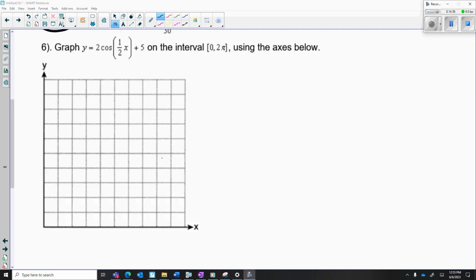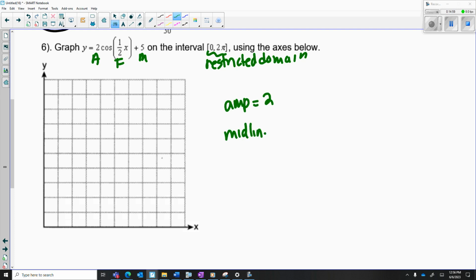All right, people, I think we're ready to culminate this in the form of a graph. So let's put our A, F, M in. This is a cosine curve, and they're specifying a restricted domain over which we are going to be graphing this curve. On the side, let's write down our amplitude, our midline, our frequency, our period, and our quarter points. I always start with my midline.